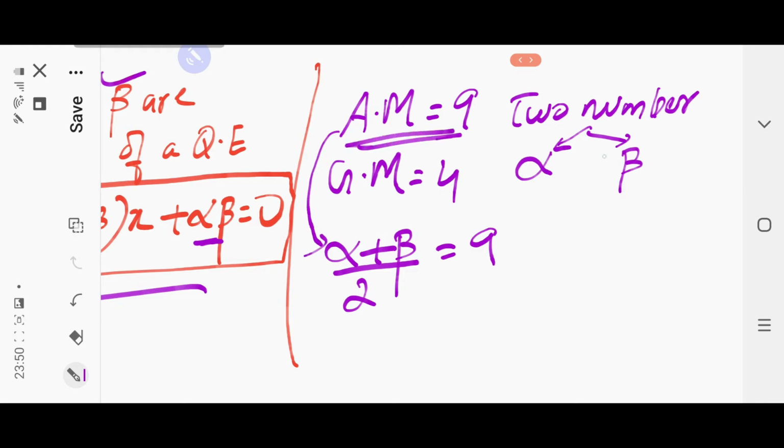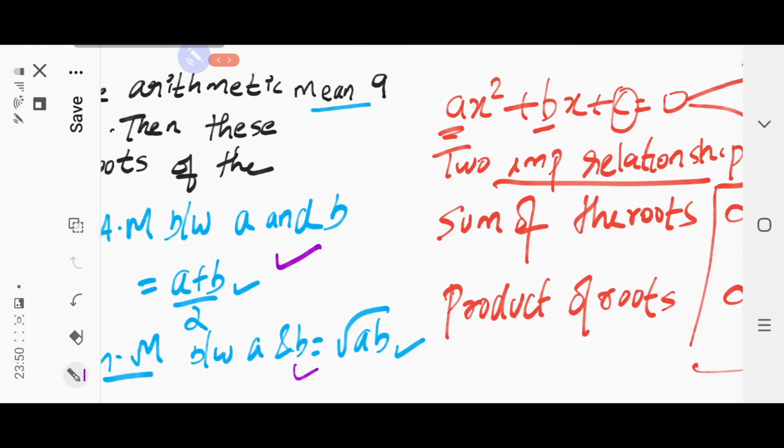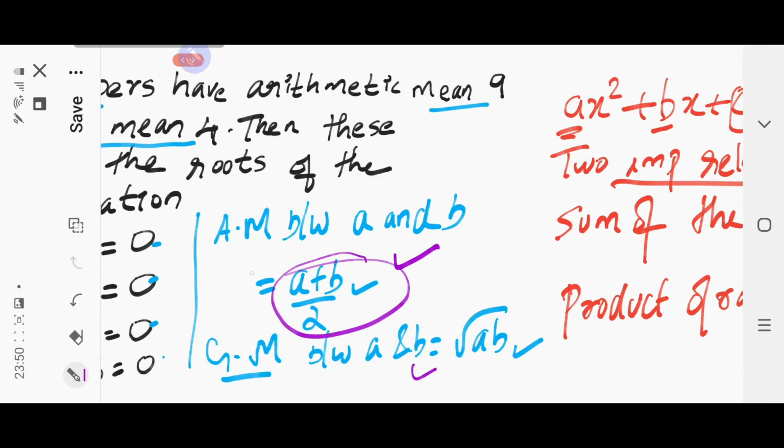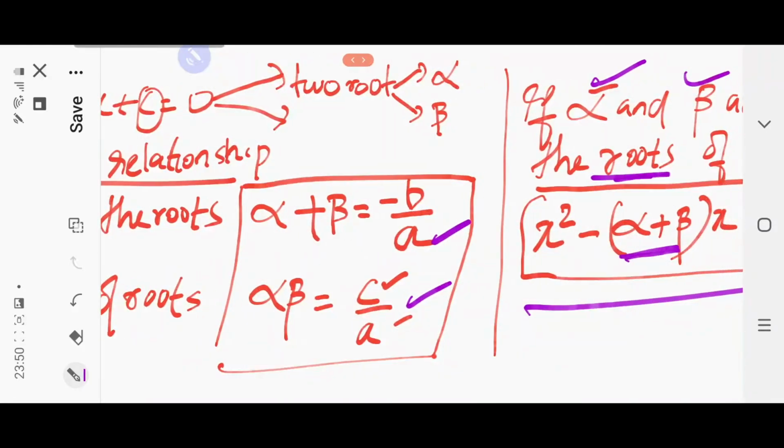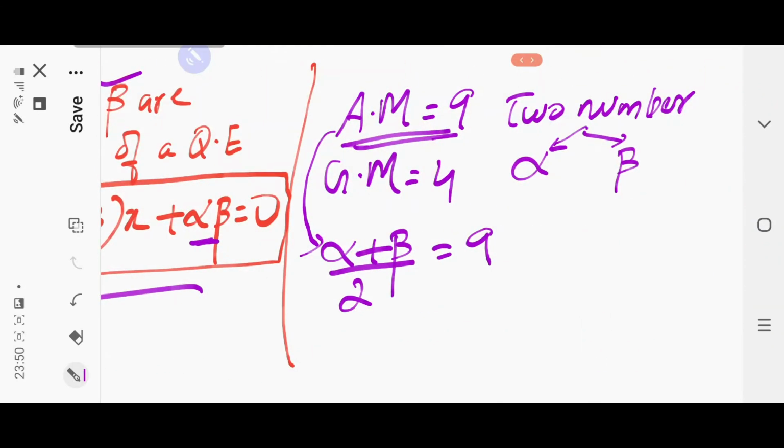What is the equation for arithmetic mean? The arithmetic mean between a and b is a plus b, add the two numbers, divide by 2. That means you take the average. Same way, I take the two numbers alpha and beta. Then you are given arithmetic mean as 9. Therefore you can write arithmetic mean as alpha plus beta divided by 2 is equal to 9. Then you get alpha plus beta equal to 2 into 9, which is 18.